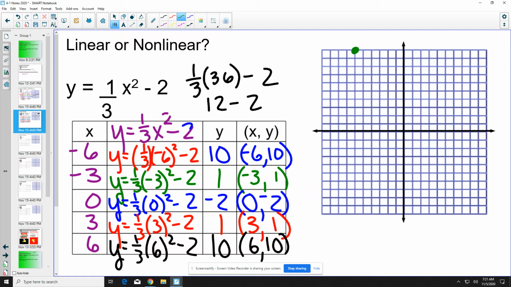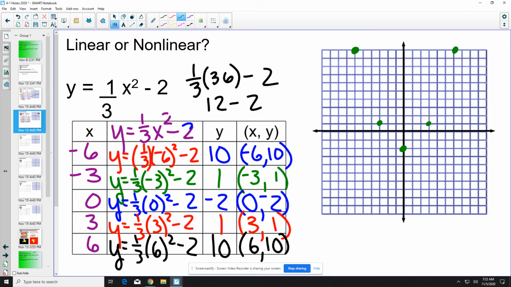Our next point is -3, 1. Go left 3, up 1. Our next point is 0, -2. That means don't go left or right, but go down 2. Our next point is 3, 1. Remember, you go right 3, up 1. Our last point is 6, 10. You go right 6, up 10.